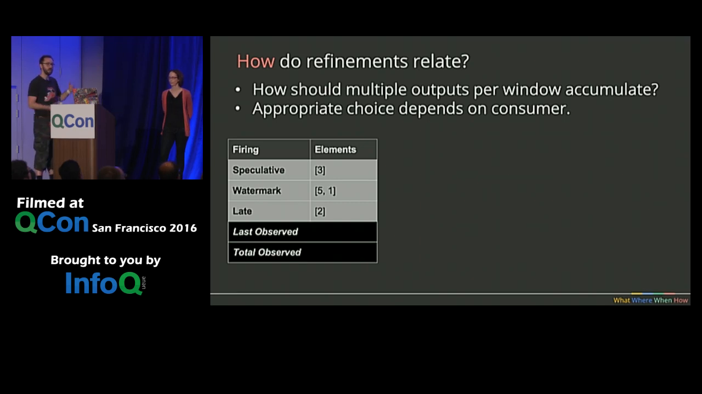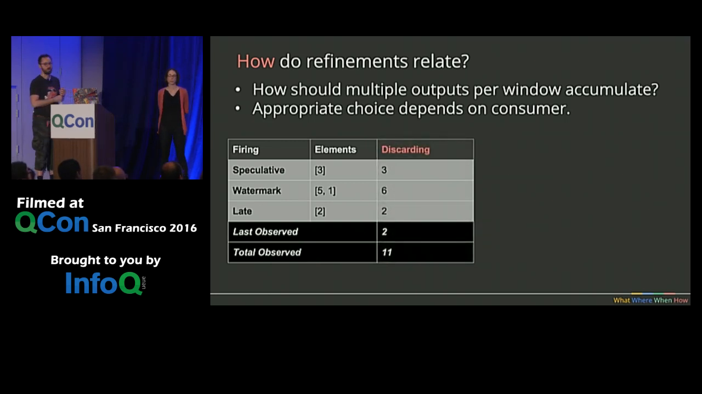And as they arrive, we're going to have 3 trigger firings. We're going to have a single early speculative firing, a single on-time watermark firing, and then a single late firing. And we're going to see what the actual materialized outputs for those firings are depending on which accumulation mode we've chosen. So the first mode is discarding mode. And here, you only include values that have come in since the previous firing.